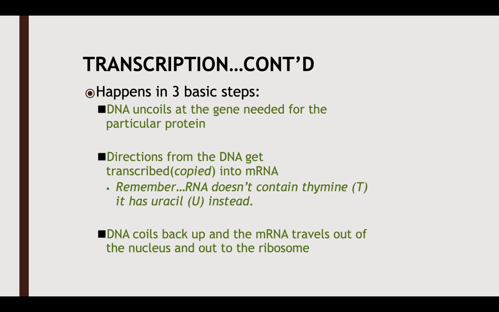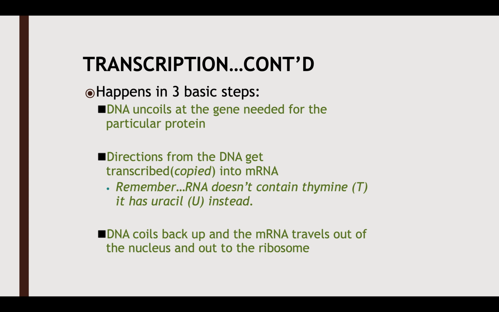First, the DNA uncoils at the gene needed for the particular protein. Okay, so we've seen this before. DNA uncoiled when we did replication. The difference here is we're not copying the whole DNA. Here, we only want to get to some gene, some specific thing that we need to make.